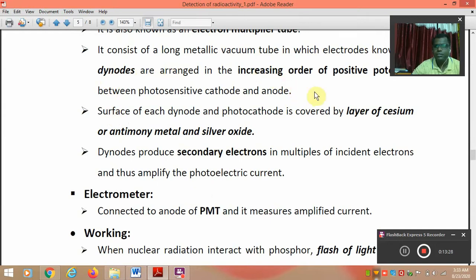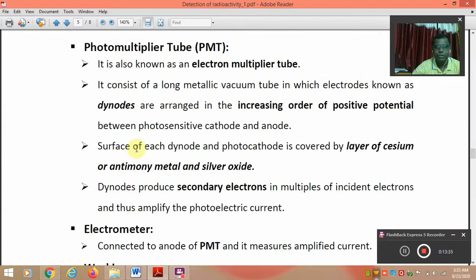So these diodes are arranged in increasing order of positive potential between the photosensitive cathode and the anode, and the surface of each diode and the photocathode is covered by a layer of cesium. Why are these covered by cesium? Because this layer of cesium, along with antimony metal and silver oxide, has an important part in the ejection of secondary electrons.